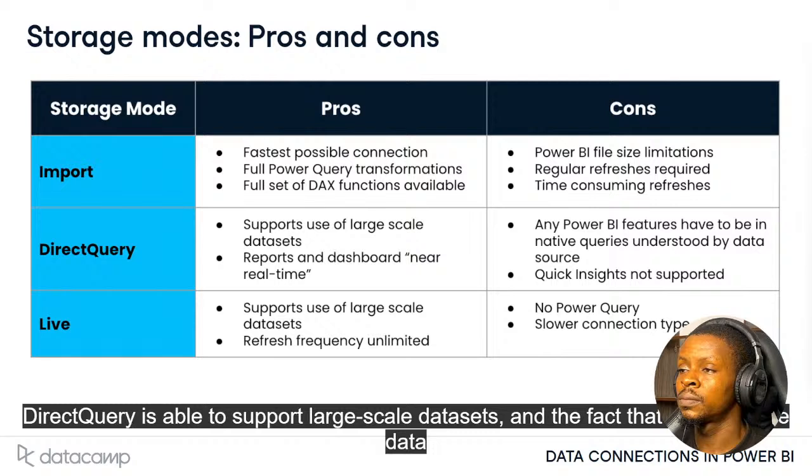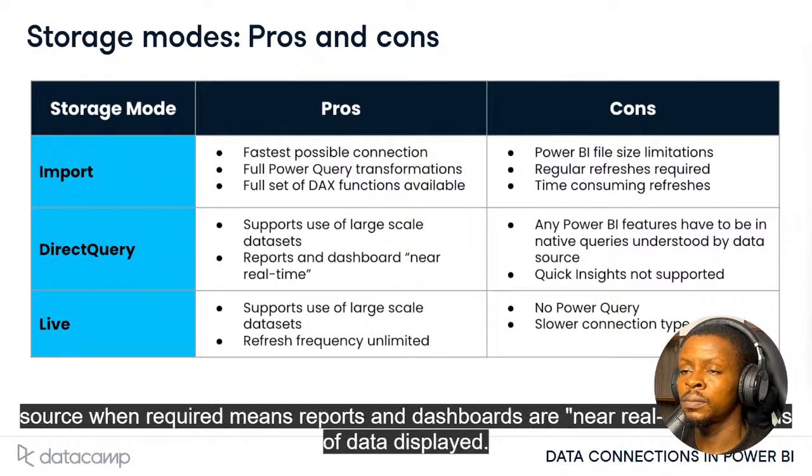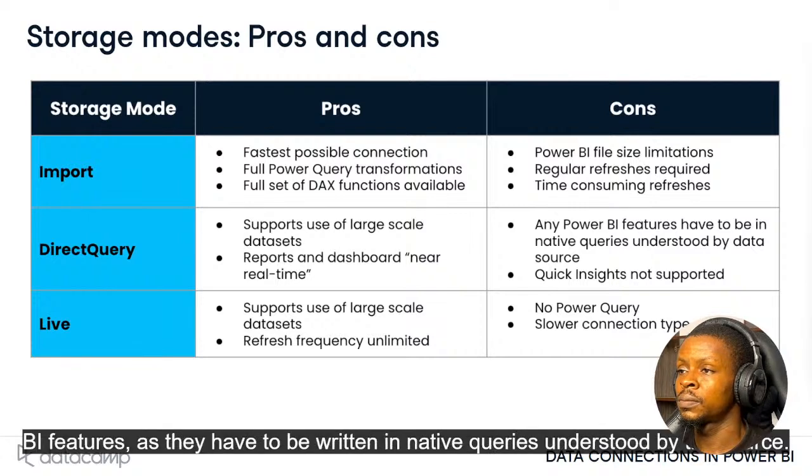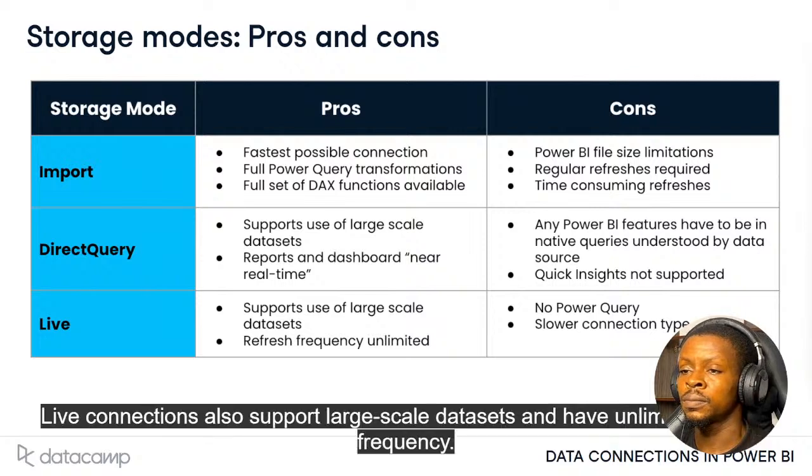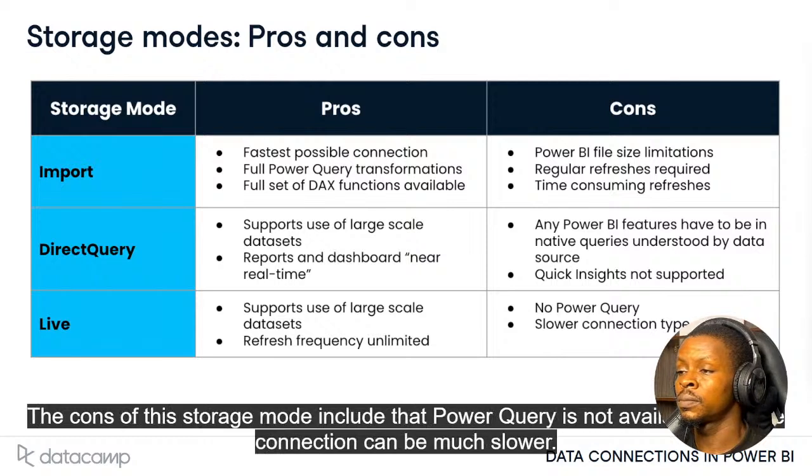Direct Query is able to support large-scale datasets, and the fact that it queries the data source when required means reports and dashboards are near real-time in terms of data displayed. However, it does not support all Power BI features, as they have to be written in native queries understood by the source. Live connections also support large-scale datasets and have unlimited refresh frequency. The cons of this storage mode include that Power Query is not available, and the connection can be much slower.